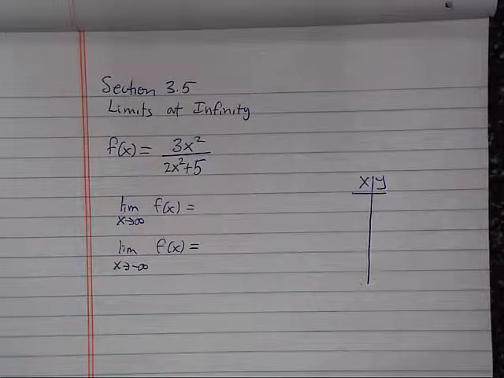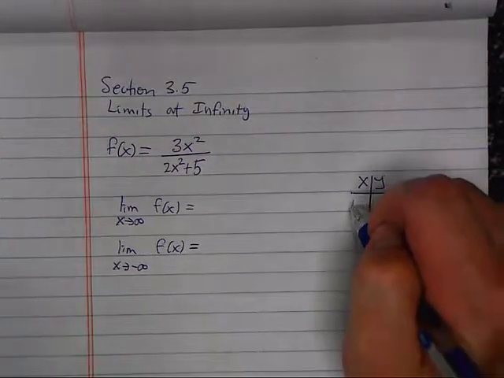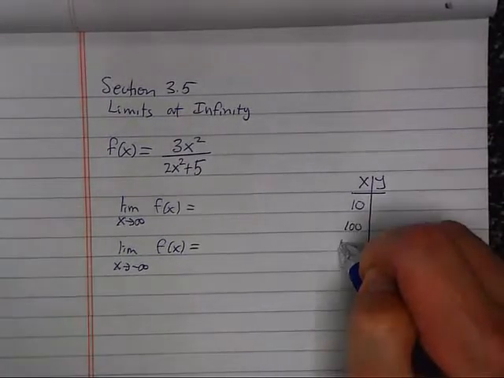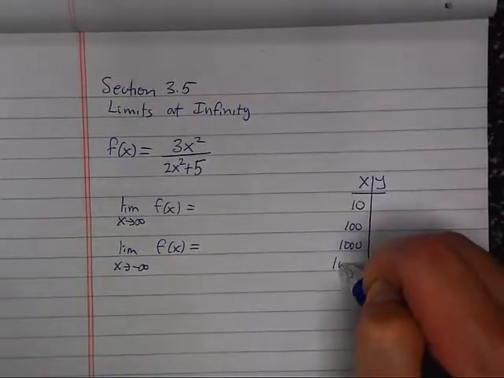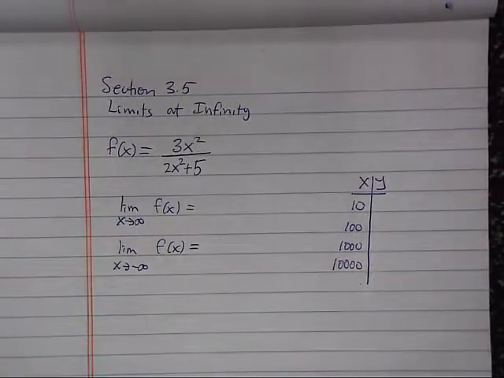Let's plug in some big numbers. What are some big numbers? 10. 100. 1,000. 10,000. So we'll get to 10,000 eventually.